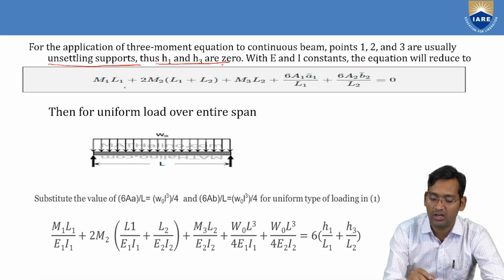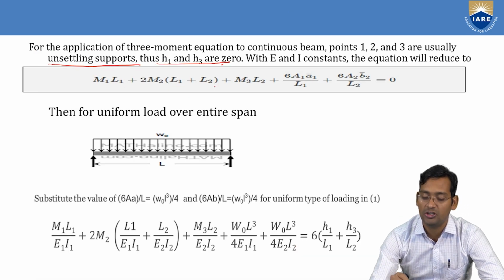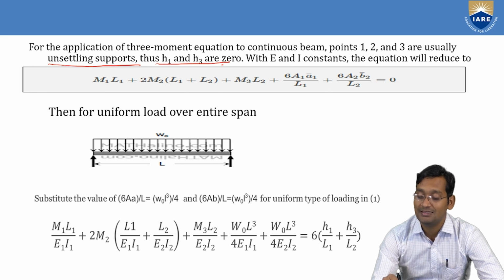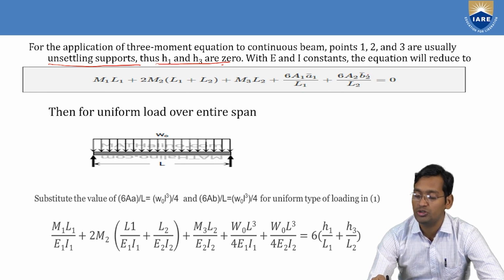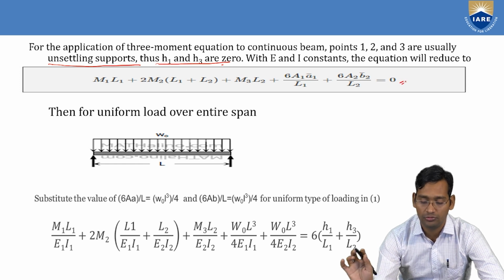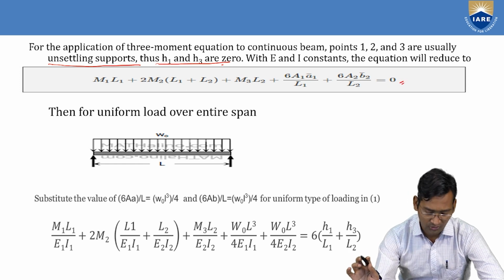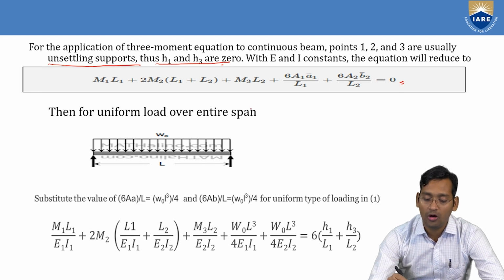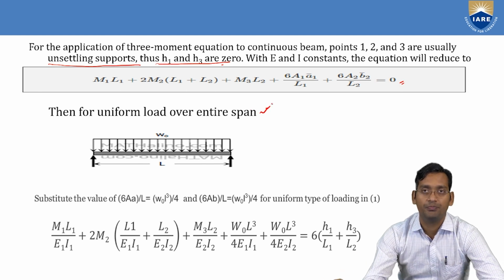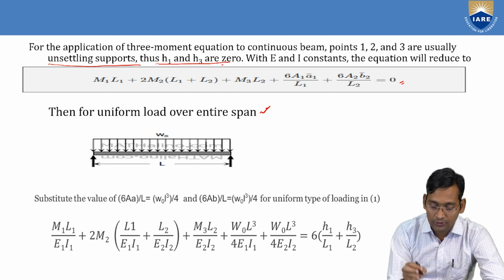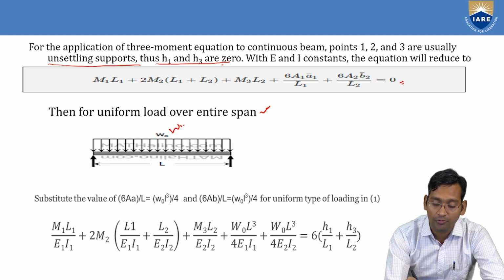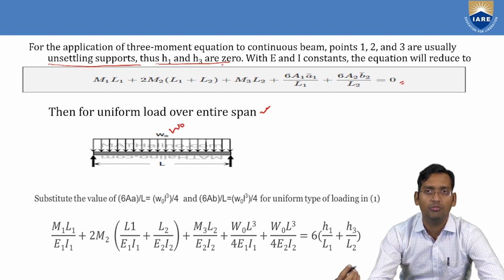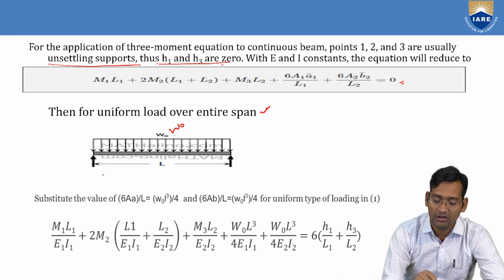So this term is equal to 0. That is, M1 L1 plus 2 M2 into (L1 plus L2) plus M3 L2 plus 6 A1 a1 bar by L1 plus 6 A2 b2 bar by L2 equals 0. Okay. Now for a uniform load over the entire span, W naught is the weight for that uniformly loaded span. That weight is given for the entire span of length L.